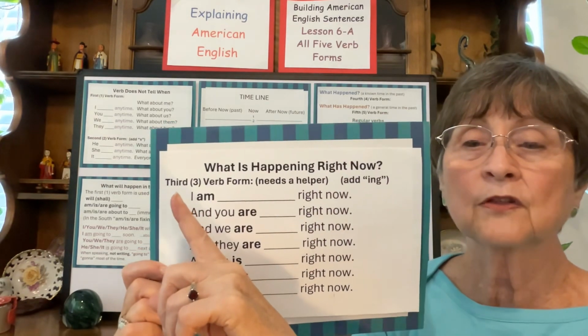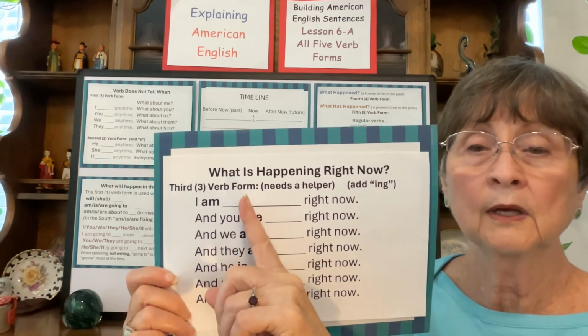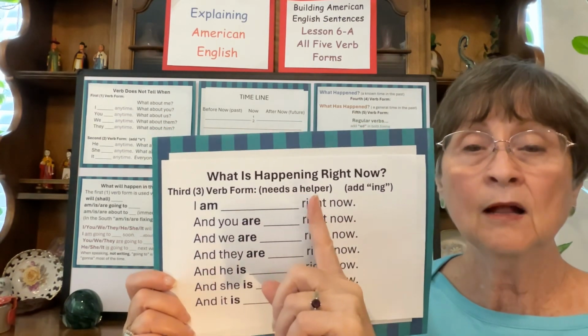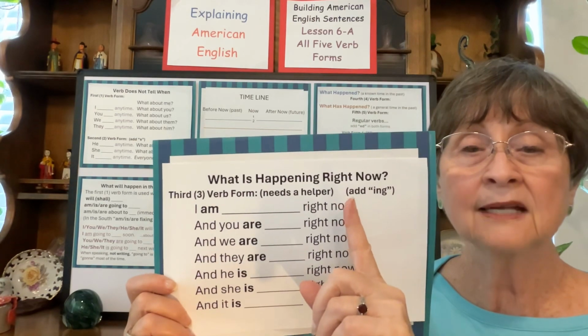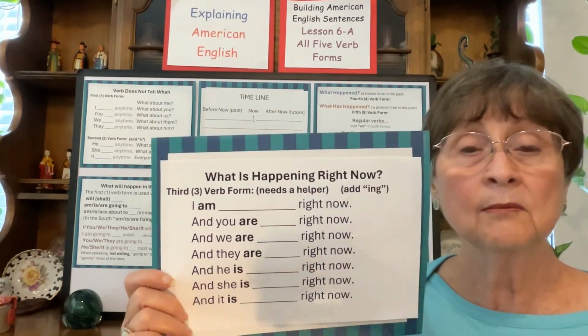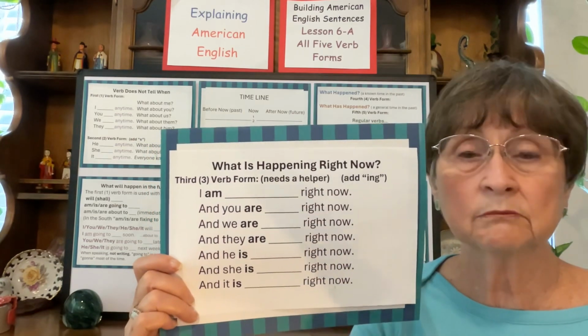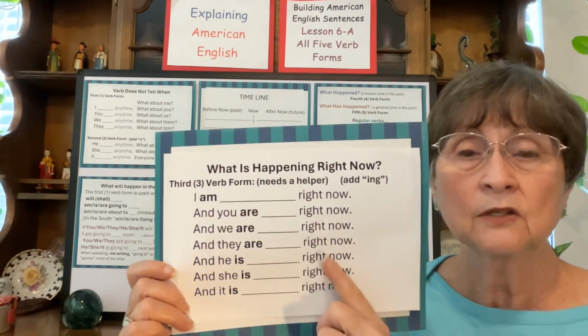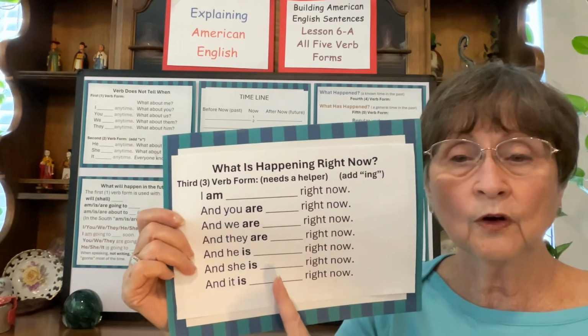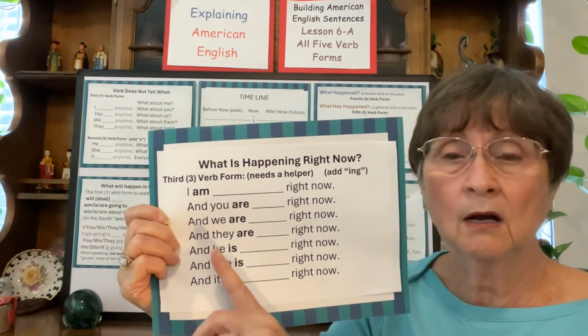Notice it says the third verb form needs a helper and it adds ing. Now it may have to double a letter before the ing, but basically this is just adding ing to the verb, no matter what we do to the ending consonant.